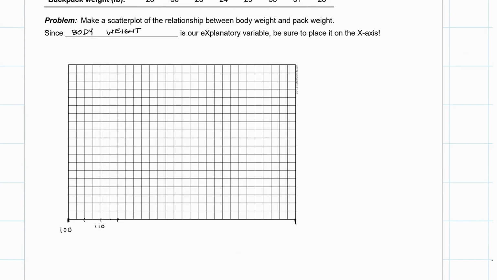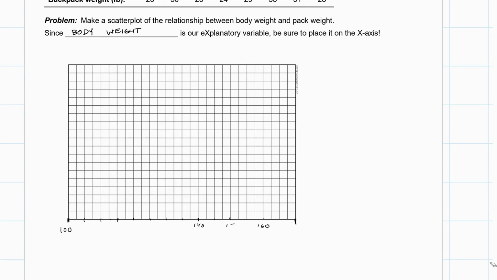So it's 115. Here's 120. Hopefully I'll be able to get everything in. Here's 130. Here's 140. Here's 150. Am I going to make it? Here's 160. Oh, I'm going to be a little bit short. All right, let's tighten this up.